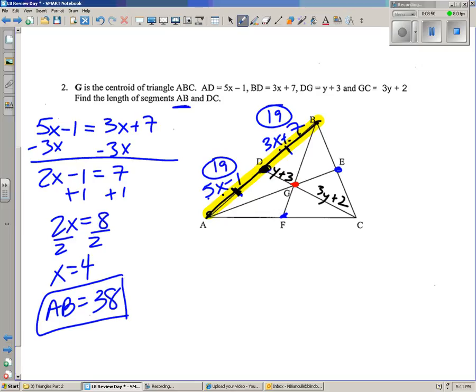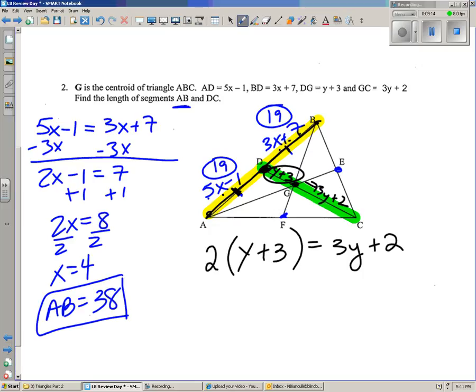Now, if we want to find DC, now we're working inside the triangle. And so now we have a little piece, which is the y plus 3, and the big piece. So if I want to go from the little to the big, this would not work as an equation because you're saying little piece equals big piece. That makes no sense. But if I take the little piece and multiply it by 2, that equals the big piece. And now we can distribute. We get 2y plus 6 equals 3y plus 2.